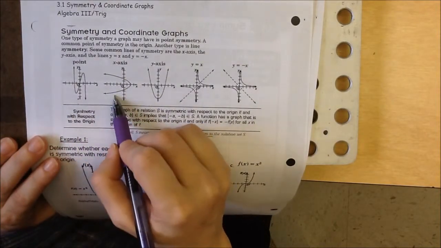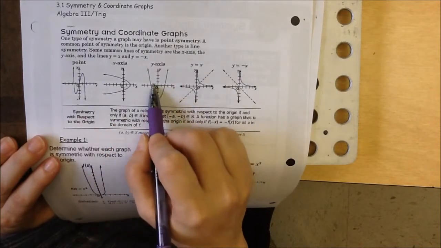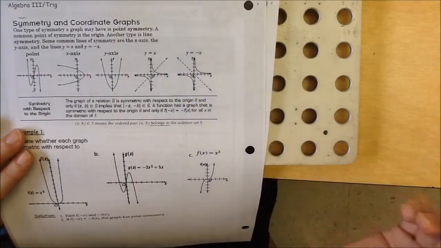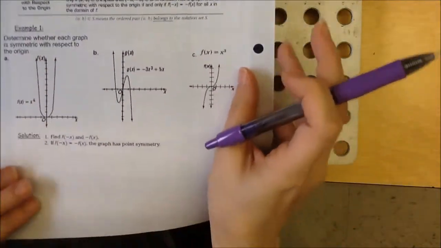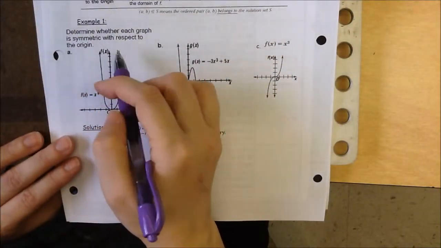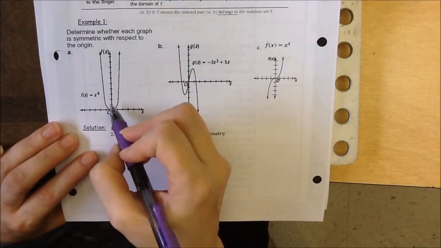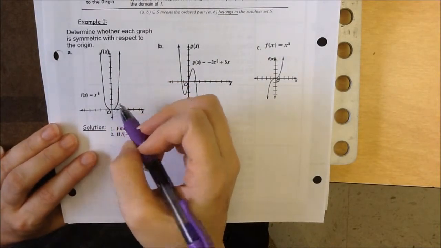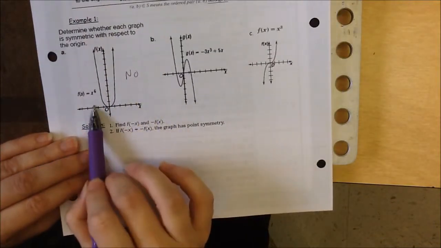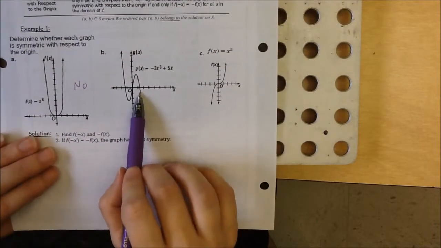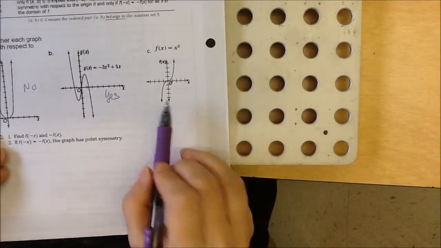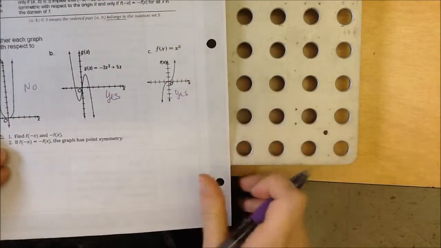X-axis, up and down; y-axis symmetrical left and right; y equals x symmetrical about this diagonal; y equals negative x symmetrical about that diagonal. So, examine each graph to determine if it's symmetrical with respect to the origin. If I spin this 180 degrees, is it the same? No, it isn't. And we're going to prove that algebraically in the next step. But right now, just looking at it, no. Is this symmetrical about the origin if I spin it 180 degrees? Yes. How about this one? Yes. Let's check that algebraically.